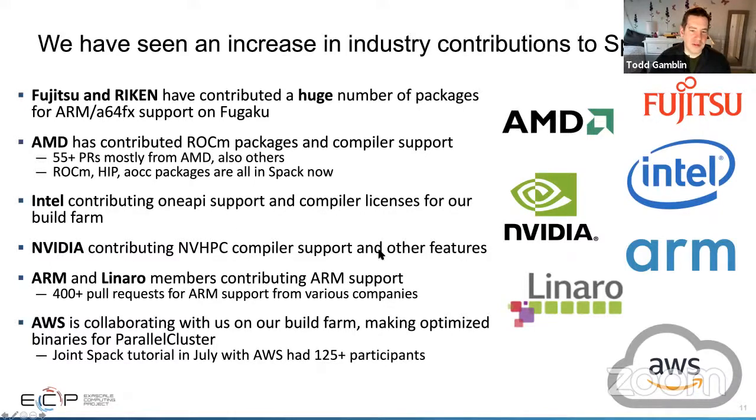NVIDIA is contributing NVHPC compiler support and some other features. And then we have this collaboration with AWS where we want to have a build farm in the cloud, making optimized binaries for ParallelCluster. That's pretty cool. We did a joint Spack tutorial with AWS last year. They got over 125 participants, so I think that's been pretty successful. People like using Spack in the cloud to bootstrap their software on a new parallel cluster instance.